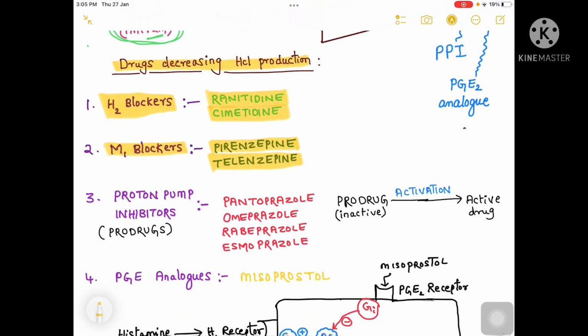And the third one, this is the most potent inhibitor of the proton pump. These drugs are proton pump inhibitors. The drugs include pantoprazole, omeprazole, rabeprazole, and esomeprazole. All these proton pump inhibitors are prodrugs. What are prodrugs? Prodrugs are the inactive form of the drugs. Upon activation, they become active. So, these proton pump inhibitors are prodrugs. They require activation for conversion into the active form of the drug.